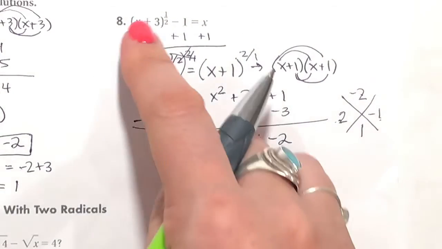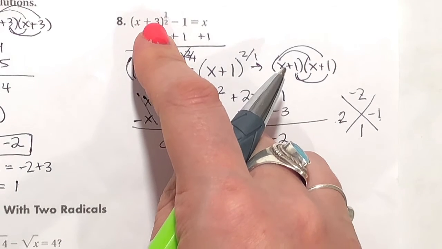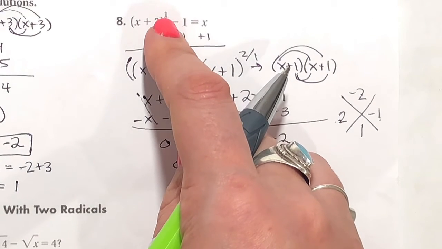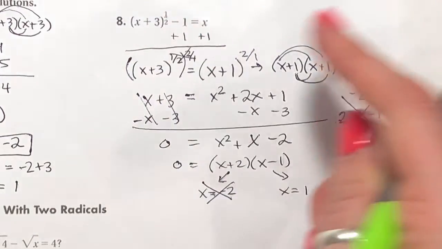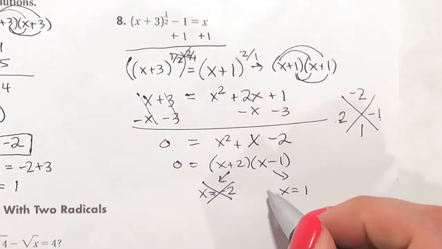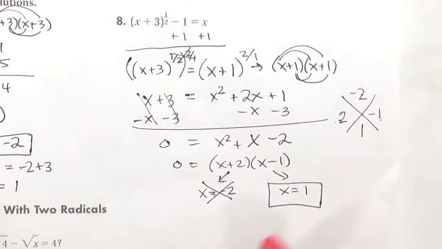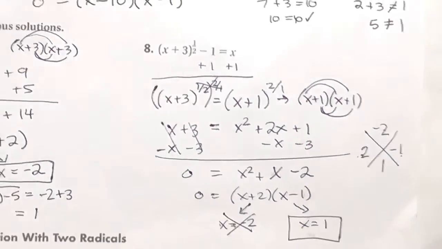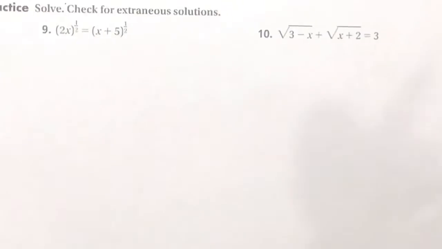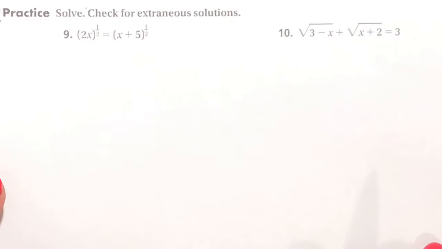If we plug in 1 here, 1 plus 3 is 4. Remember, a power of 1/2 is like a square root, so square root of 4 is 2. 2 minus 1 is 1. So that one does work, so we're going to keep this one. So again, usually when you have two answers, there's a really good chance one of them doesn't work. So always check to make sure. I know I didn't write that one out, but hopefully you followed along close enough. Okay. And then I want to do at least one more.